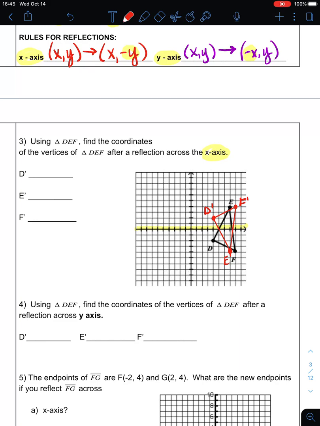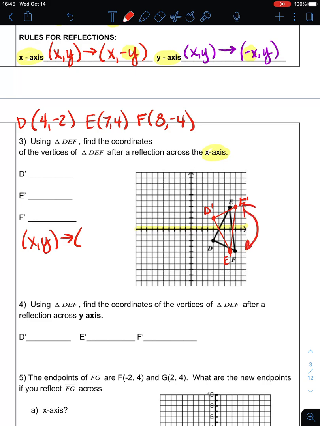So originally D was at 4, -2. E was at 7, 4. And F was at 8, -4. That was the original coordinates. So I'm flipping across the x-axis. We can still follow that same rule, right? So the rule is that x, y becomes... if I'm flipping across the x-axis, I'm changing vertically. I'm flipping it this way. So your x values are going to stay the same and your y values are going to change.